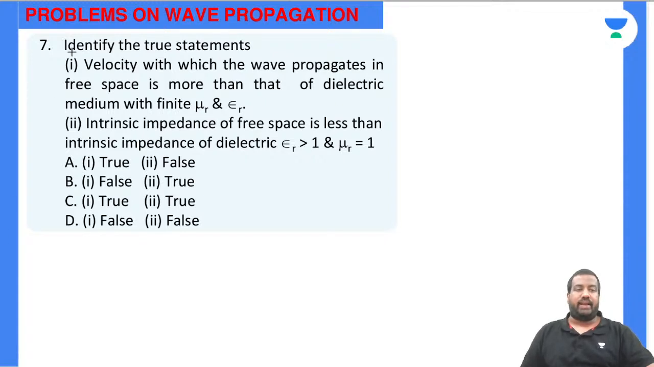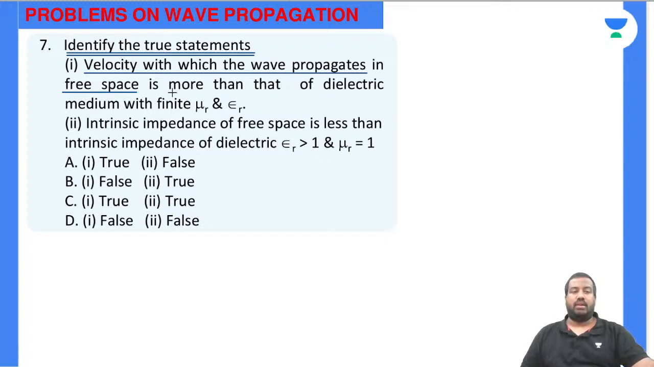Identify the true statements. The velocity with which the wave propagates in free space is more than that of a dielectric medium with finite mu r and epsilon r. Is this statement true or false? Just tell me the first statement.